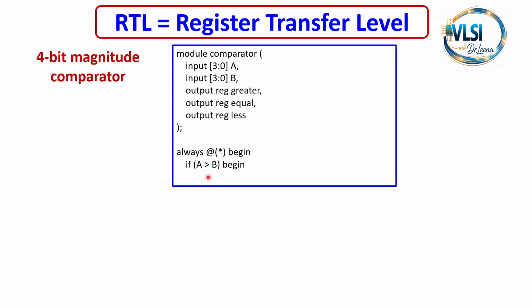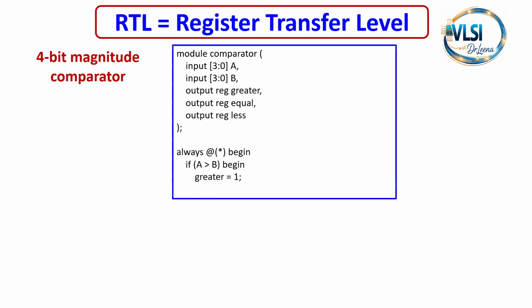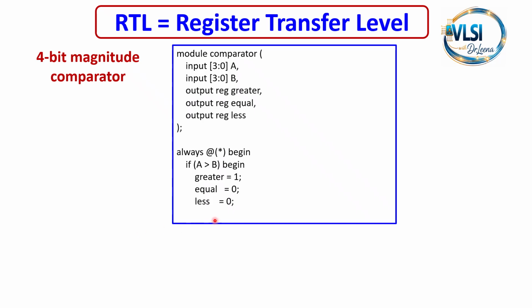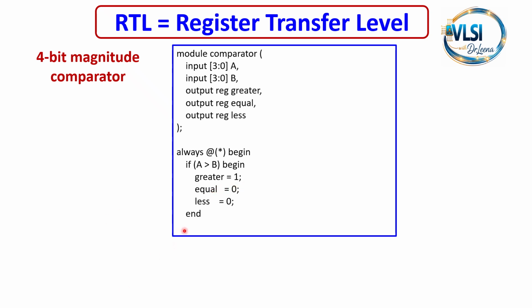First, if A is greater than B, begin. That is, this checks whether A is greater than B. If the condition is true, it gives greater than equal to 1, equal to equal to 0, and less than equal to 0. Only one output should be 1. For this condition, greater than is equal to 1. It ends the operation.